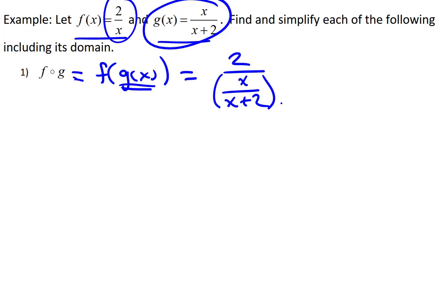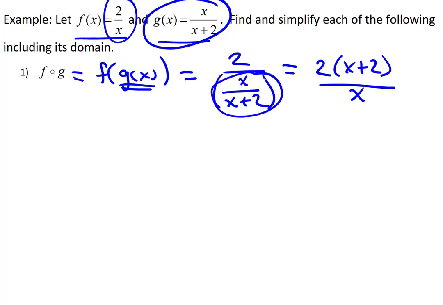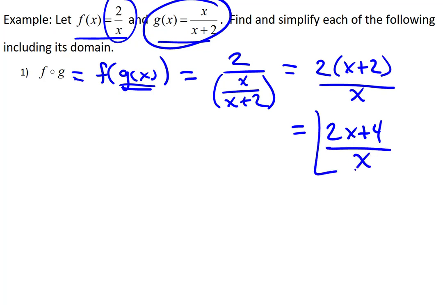It's a complex fraction, but it represents plugging the g function into the f function. Now we will simplify this. There's a little bit of flipping we can do to make this 2 times x plus 2 over x. I'm dividing by a fraction, so I can flip that up and over and multiply by it. That would give us 2 times x plus 2 all over x. We could simplify by distributing the 2 and get 2x plus 4 over x, but that's about as good as it's going to get.